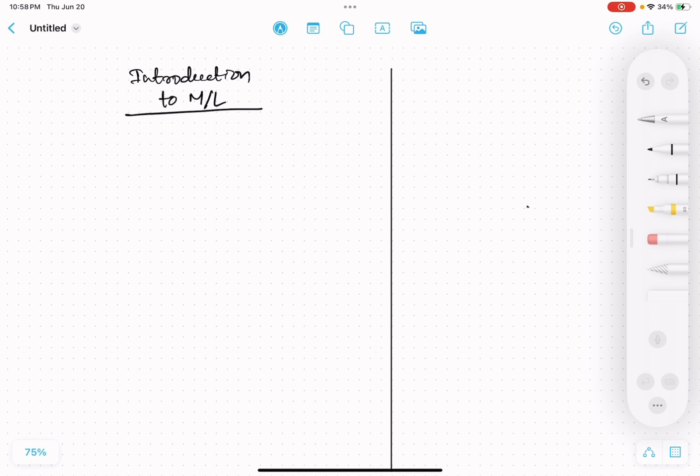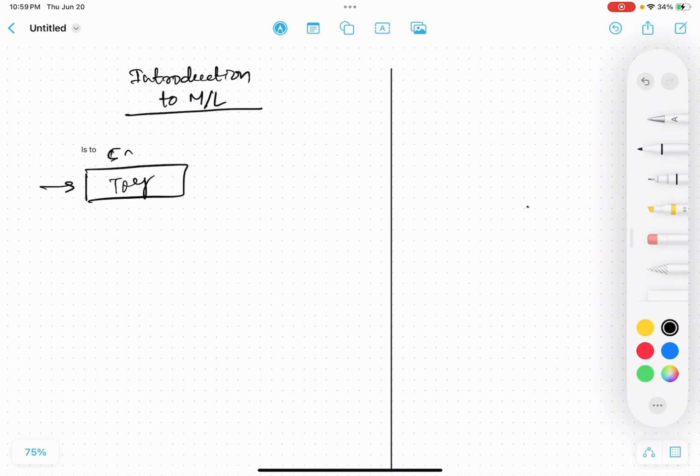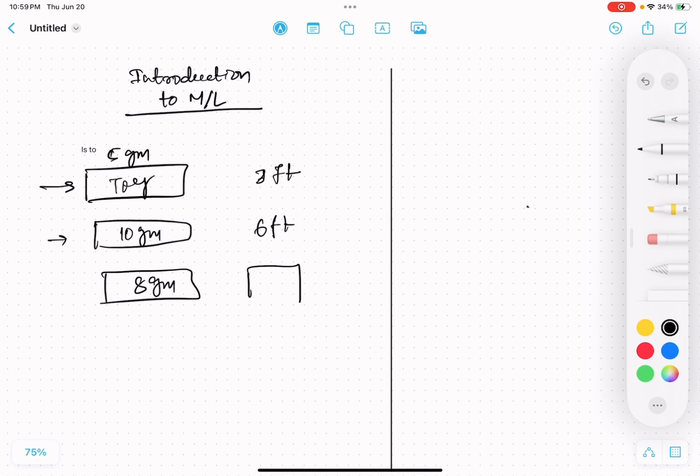So for example, let's say you have a toy car and you're applying some force on it. Let's say you applied 5 grams of force and the car moves 3 feet. Okay, now again let's say you applied 10 grams of force, the car moves 6 feet. Now again let's say you applied 8 grams of force, the car moves, let's say 5 feet.